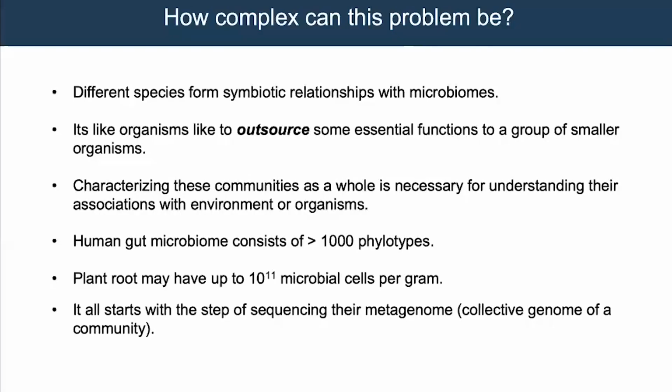Now, the collective genome of these smaller organisms is known as metagenome, and understanding it can be really more complex than understanding a single genome, because in a typical colony, there are thousands of species. For example, inside the human gut, we have more than 1,000 types of organisms living, which help us digest food, and in return, we provide them a place to live and some nutrition. Similarly, in a gram of plant root, there are more than 10 to the 11 microbial organisms present. And the challenge is to sequence the genome of all these organisms collectively. And in a typical metagenome sequencing pipeline, the Smith-Waterman algorithm call can be made a few billion times.